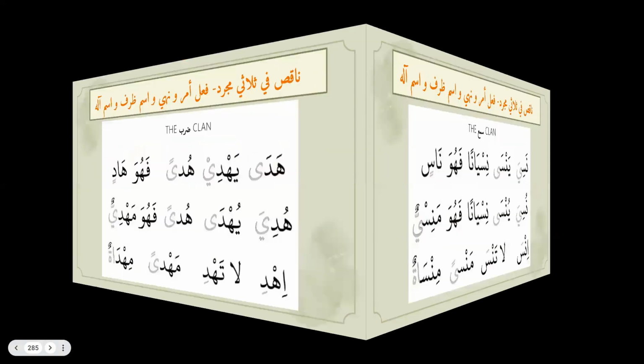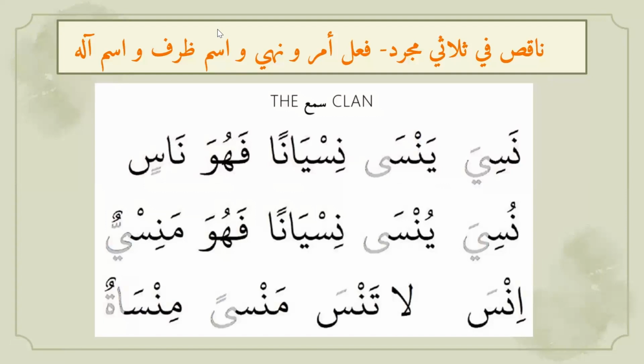Now moving on to the next slide, the one from Samia clan, and in Samia clan, what do we see? This is reversed. Like usually in past tense we have alif maksura at the end, but here in Samia family we have alif maksura in the present form, not in the past form. In the past form we have actual ya. Okay, so nasiya yansa nisyanan fahuwa nasin, nusiya yunsa nisyanan fahuwa mansiyun, al-amru minhu insa wa nahi anhu la tansa, wa zarfu minhu mansan wa ism ala minsatun.